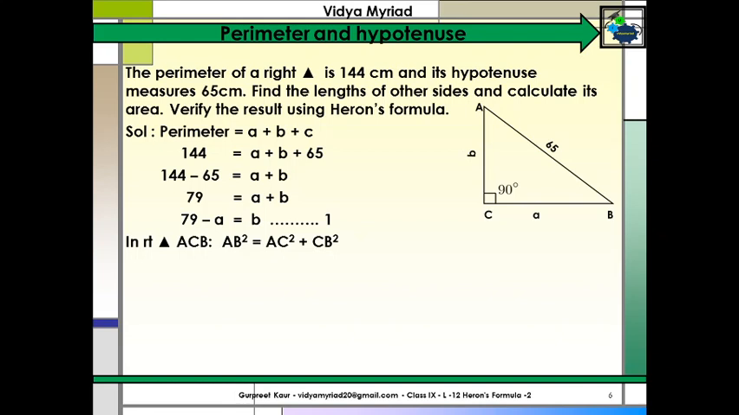It becomes AB square is equal to AC square plus CB square. Put the values in place of that. 65 square is equal to B square plus A square. Now there are two variables, B square and A square. Now I know the value of B in equation number 1. Put that value over here. So you get the equation like this.